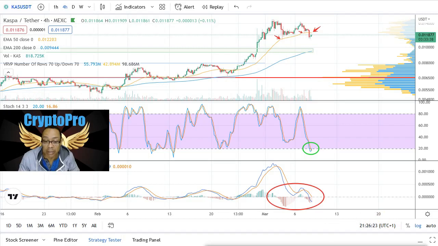Now, we are printing light bars on the 4-hour histogram right there, which says that we're approaching the zero line again. But we noticed we had our peak and we have a lower high. We have a low, we have a lower low. What does that indicate? Bearish overall action.